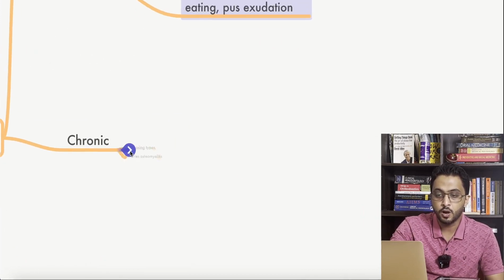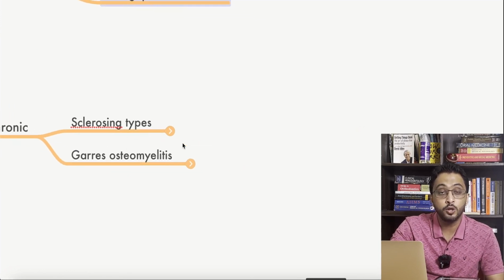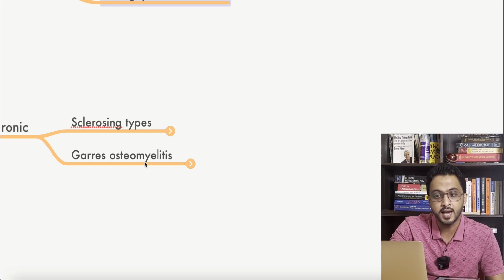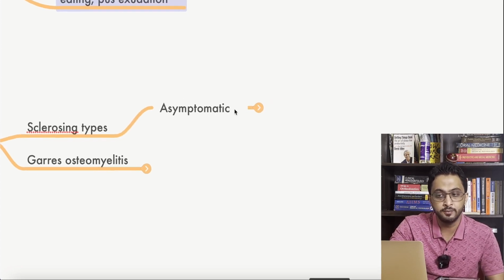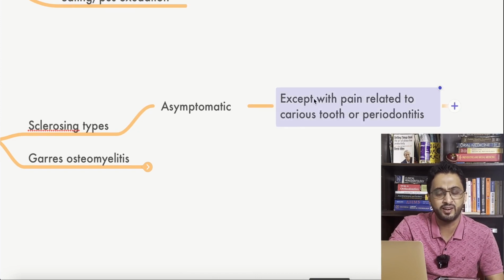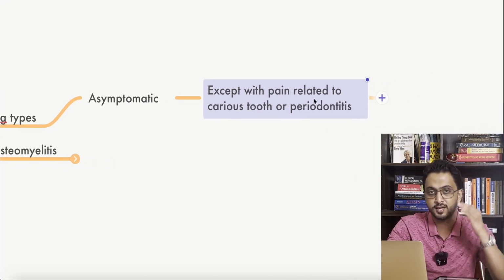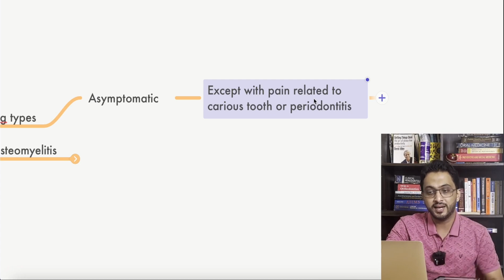Now, if you come to the chronic type, I told you there's the sclerosing type and the periostitis type. This is Garre's osteomyelitis. Sclerosing type is usually asymptomatic unless there is pain related to carious teeth or periodontitis. Carious is focal, periodontitis is diffuse.